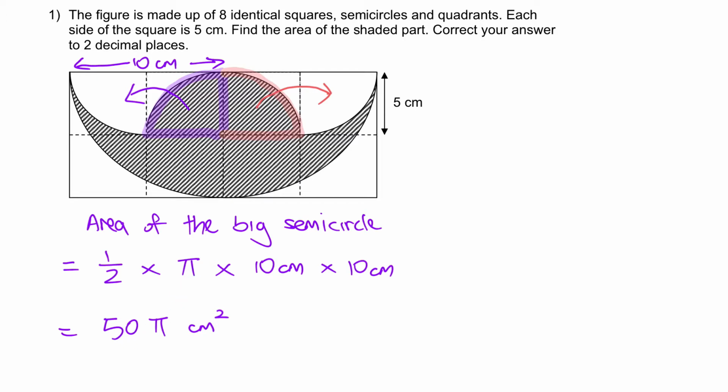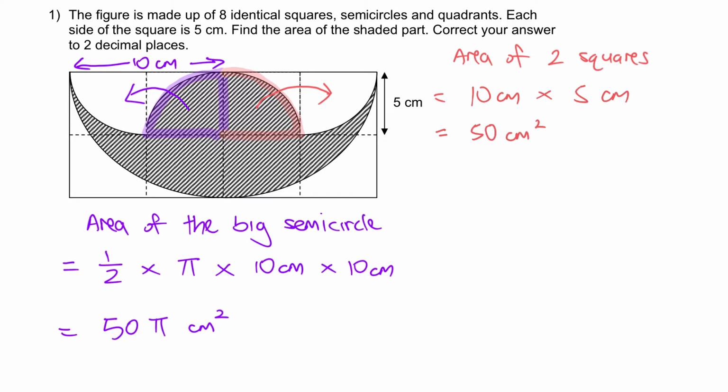Moving on, now I'm going to figure out the area of the 2 squares. So area of 2 squares, and that will be 5 times 5 times 2, or you can just find the area of this rectangle. It's the same. So I'm just going to find the area of the rectangle, 10 cm times 5 cm. That will give me 50 cm square.